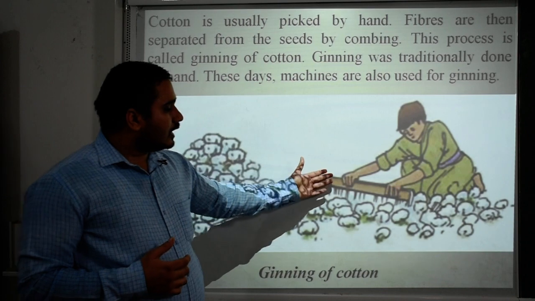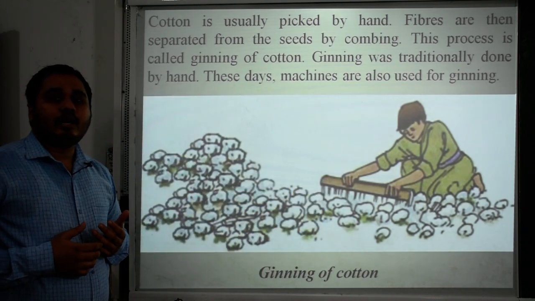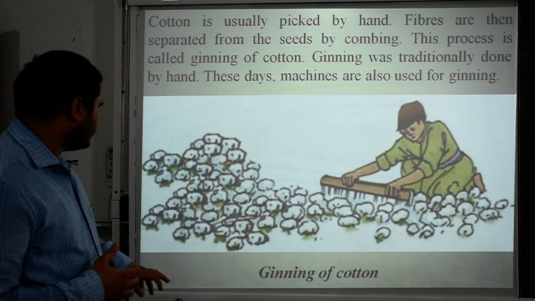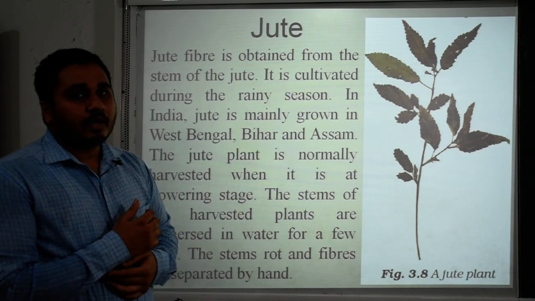But now big factories are using large and fast machines for this. Next, here, that is jute. It's a picture of the jute plant.